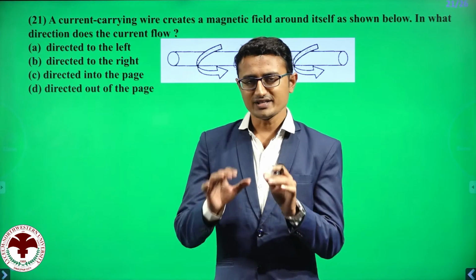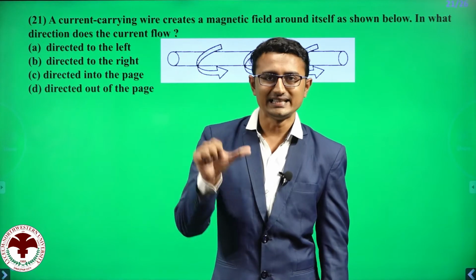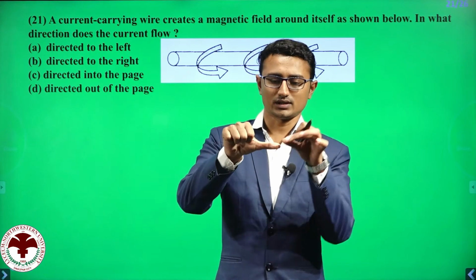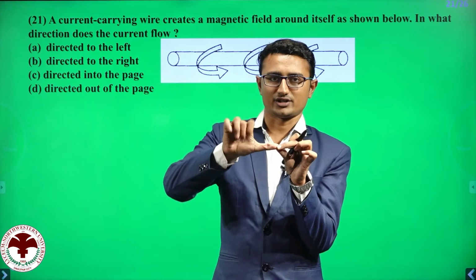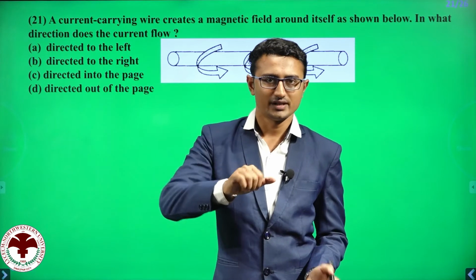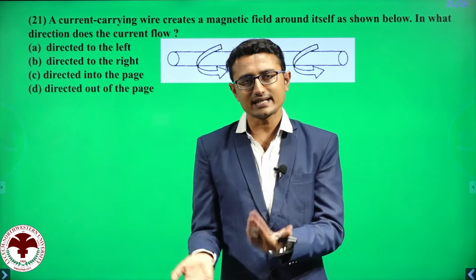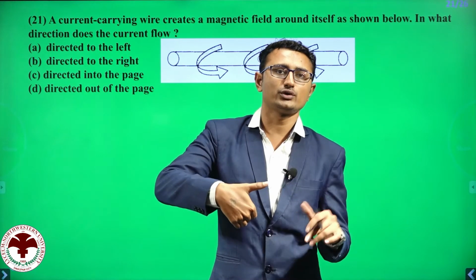What is Fleming's right hand rule? You have to put your thumb in the direction of current. At that time, the direction of your fingers' rotation will show you the direction of the magnetic field. Or you can use it this way also: put your fingers in the direction of magnetic field, and your thumb will show you the direction of current.